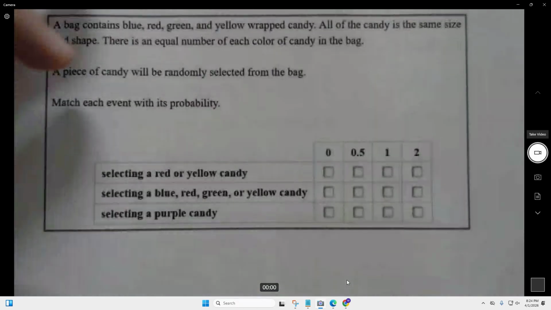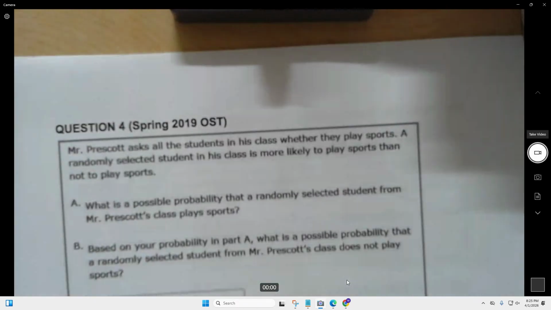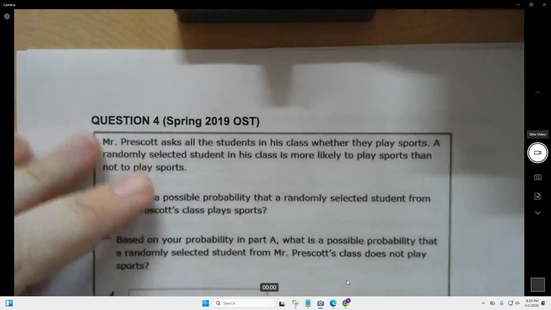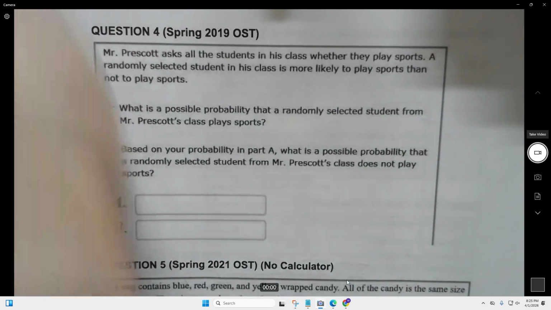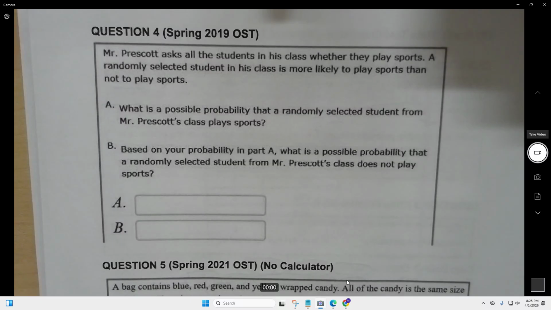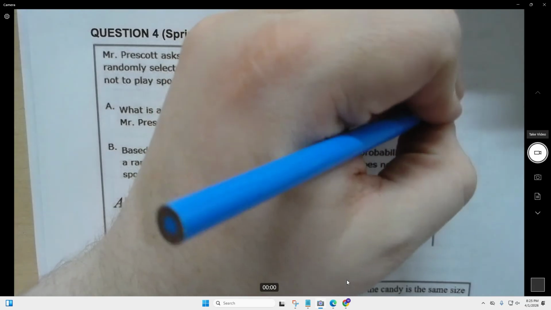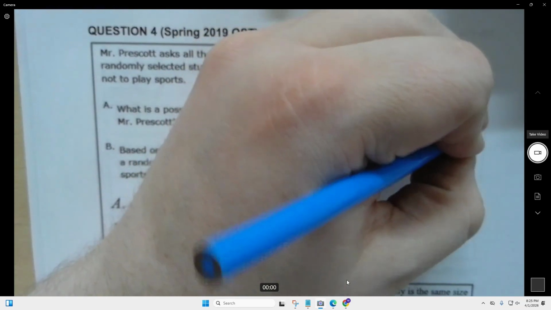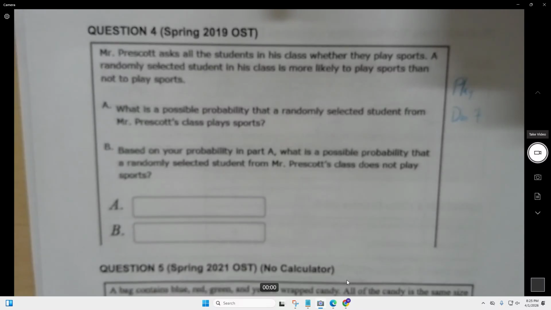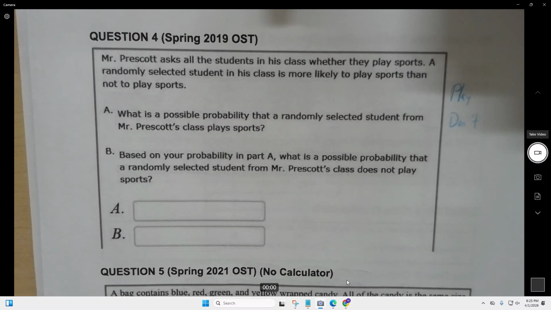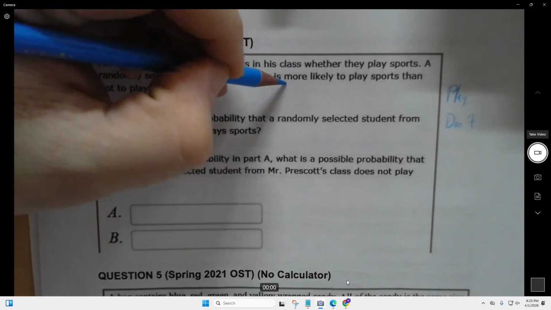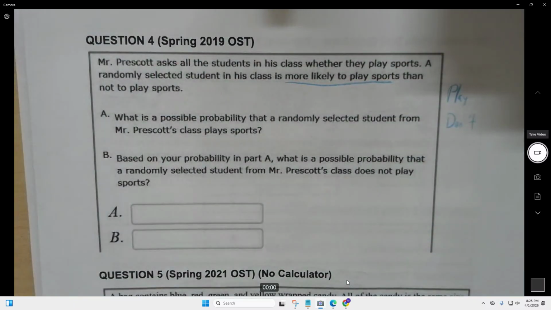Question 4. Mr. Prescott asks all the students in his class whether they play sports. A randomly selected student in his class is more likely to play sports than to not play sports. What is the possible probability that a randomly selected student from Mr. Prescott's class plays sports? Okay, so there are 2 possible answers. Either you play sports or you don't. If it's more possible, a randomly selected student is more likely to play sports than to not.